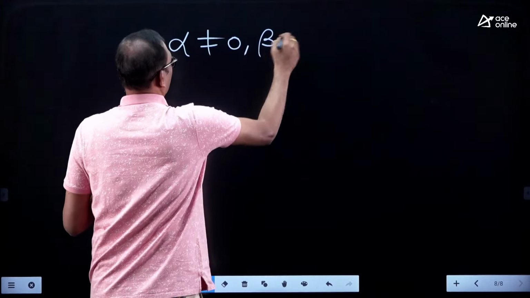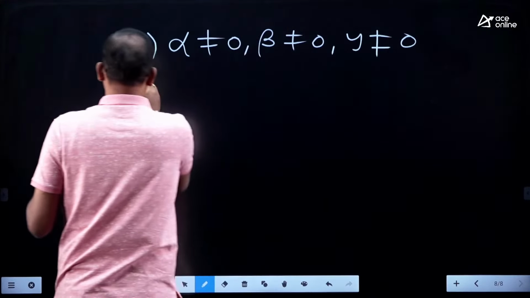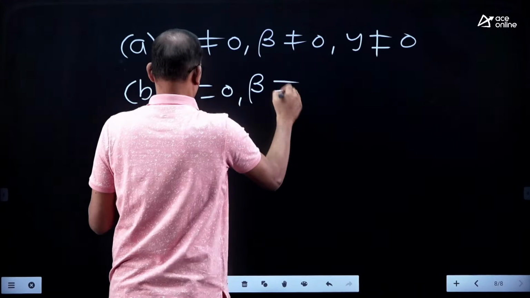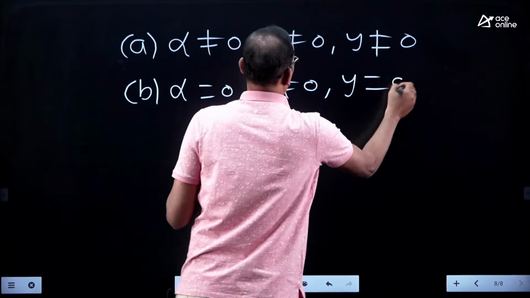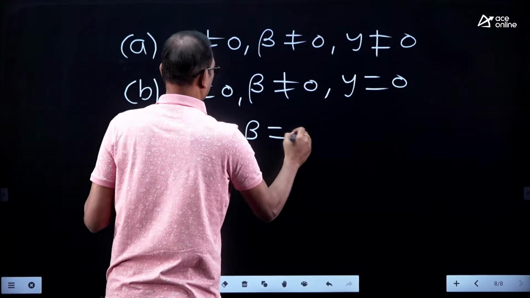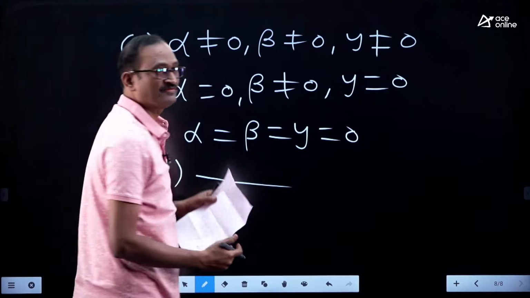Alpha not equal to 0, beta not equal to 0, y not equal to 0. Option B: alpha 0, beta not equal to 0, y equal to 0. Option C: alpha 0, beta 0, y 0, and so on. So options were given.